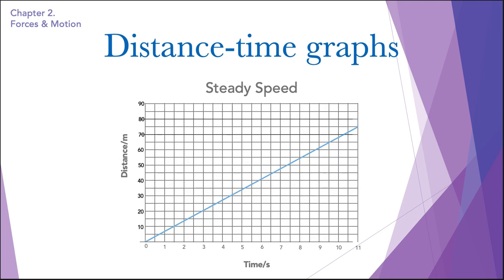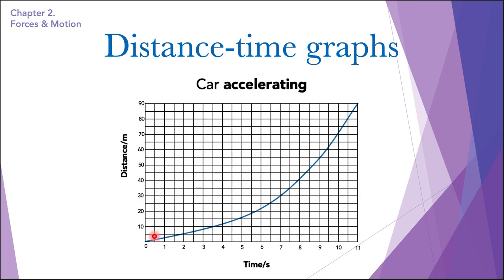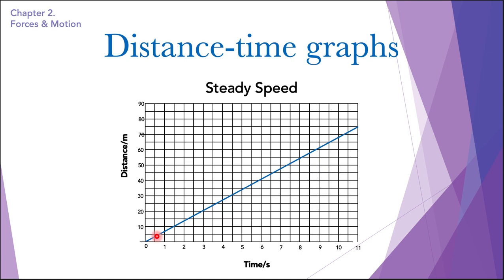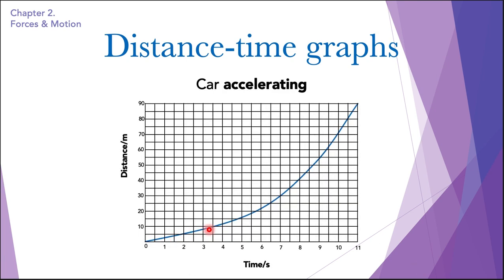Then we have a graph which shows acceleration. This graph doesn't have a steady speed because you can see the distance is increasing and not at a constant rate. Before it was at a constant rate. But now the distance is increasing more and more, slowly and gradually, and it is becoming faster. So the car is accelerating. This type of curve shows that the speed of the car is changing.